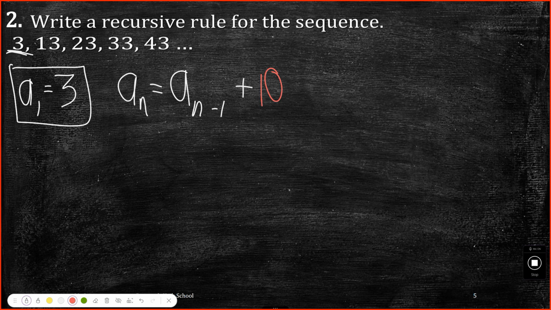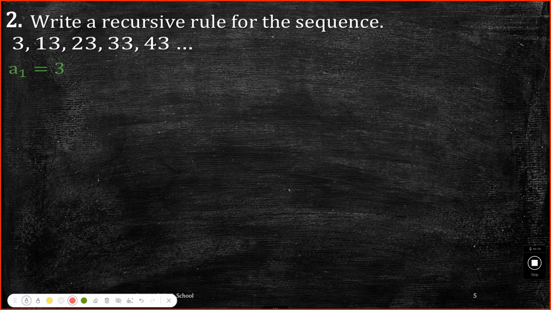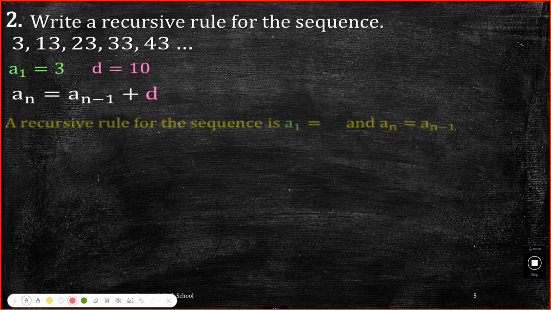That's it. There's no math really involved other than just plugging in. So, yeah, you have to give one of the numbers in the sequence and give the rule or the equation. A1 is 3, the common difference is 10. A sub n equals A sub n minus 1 plus the common difference, which you're going to plug in 10. And you're going to say that a recursive rule for this particular sequence is that A1 is 3, and that A sub n equals A sub n minus 1 plus 10.